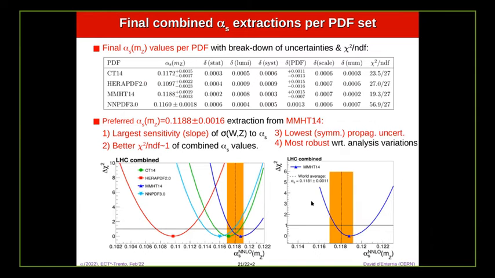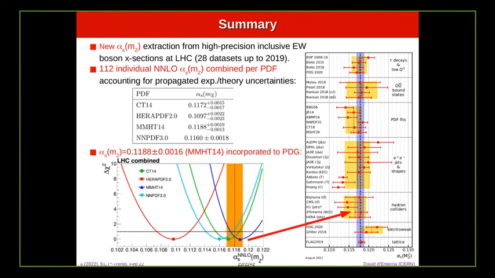So this is why, at the end, this is the comparison of the minimum parabola of the 4 PDF extractions. And then we single out here the MMHT14 one, which for this particular analysis we find is the most stable. So I come to my summary and then 2 slides for discussion if you want.